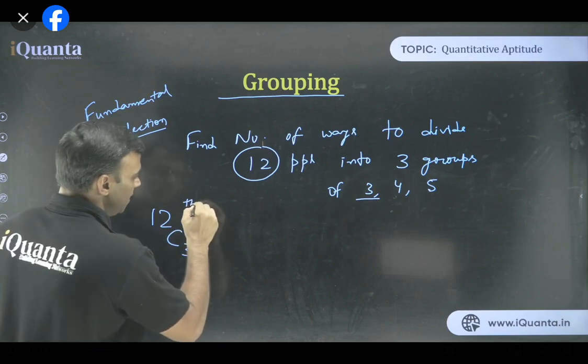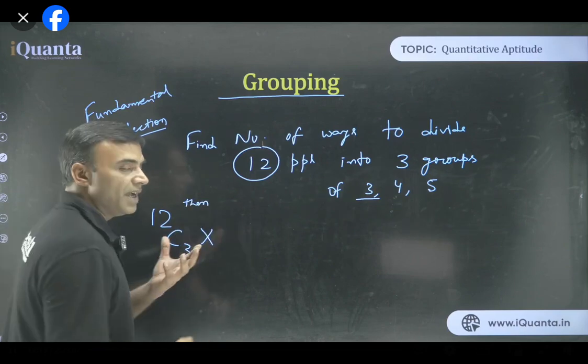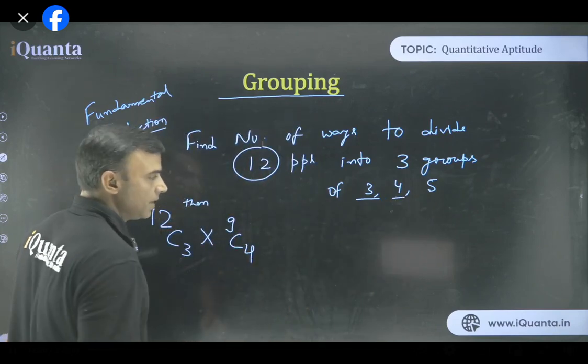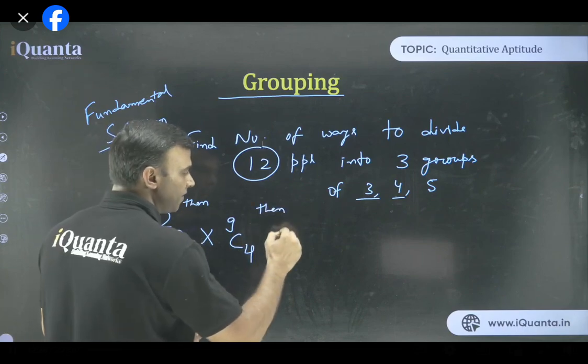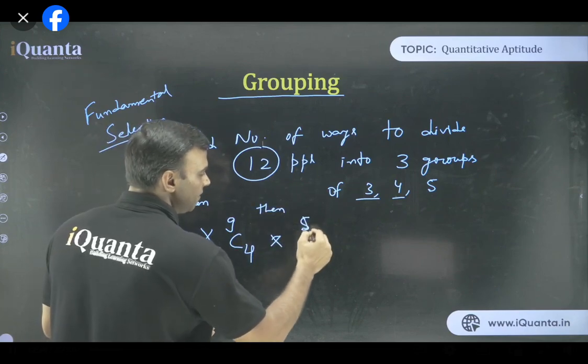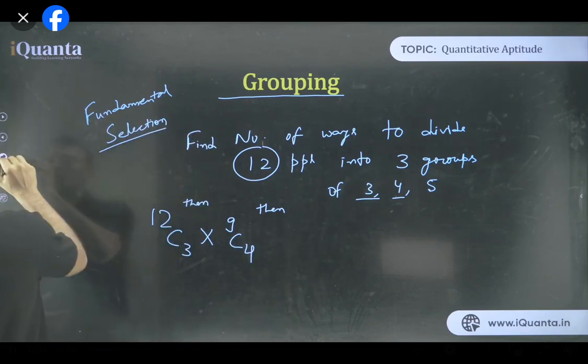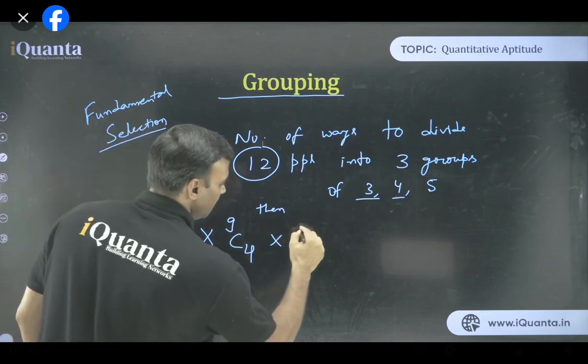Then, and "then" means multiplication. We have 9 people. Out of those 9, select 4 people, so 9C4. Now how many are you left with? You're left with 5. So out of 5 people, select 5 people. Into 5C5. This is a standard process.